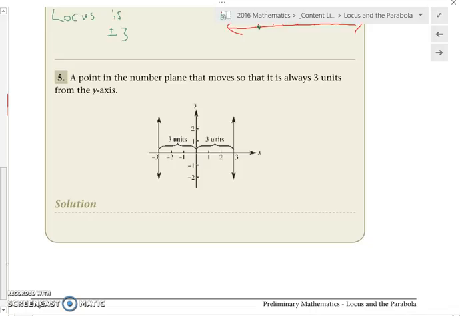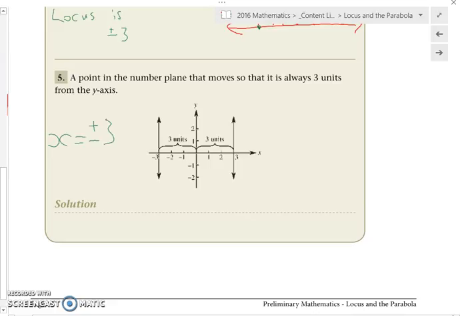Okay, this one is a point in the number plane that moves so that it is always 3 units from the y-axis. Now think, we're on number plane this time. So I've got 2 dimensions. I've left the diagram up there. So there's 3 units above and below the 0. So what would the locus be? Well, what's it going to look like? What does the locus look like in this case?